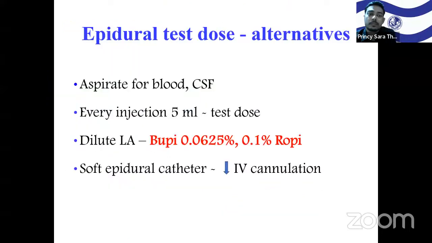So what we have to keep in mind is to aspirate for blood and CSF at the insertion and prior to each top-up dose, and every injection should be considered as a test dose, and we will give it as 5 ml aliquots. And we can use low doses of dilute local anesthetic, that is 0.065% bupivacaine or 0.1% ropivacaine. And using a flexible soft epidural catheter also decreases the risk of intravenous cannulation.